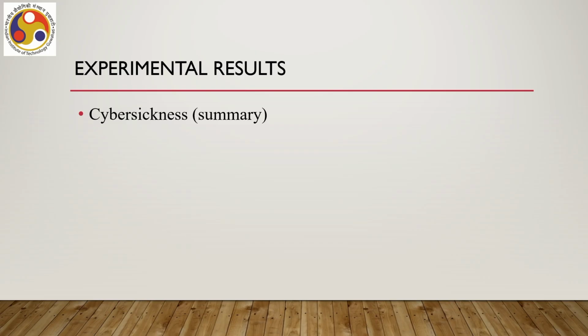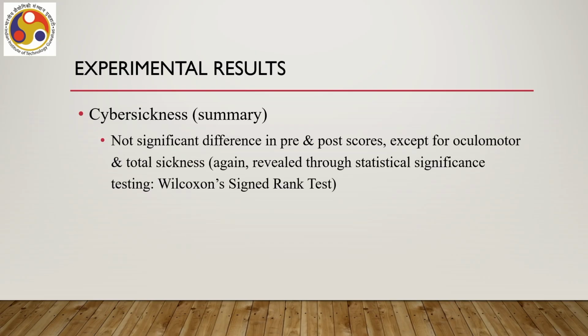So, in summary, what we can say is that there is not much significant difference in pre and post scores except for oculomotor and total sickness, as we can see from the box plot. Now, this difference, we can see the difference, but whether that is statistically significant or not, we have tests as we discussed earlier.